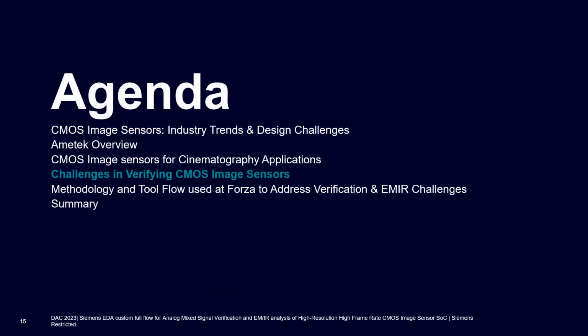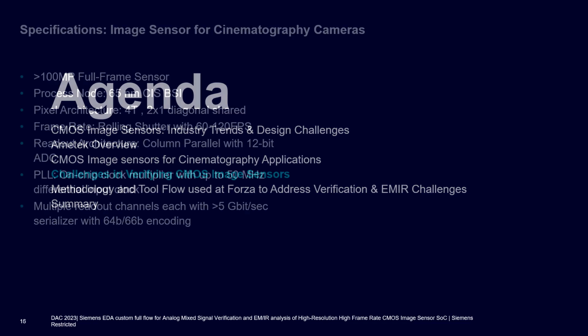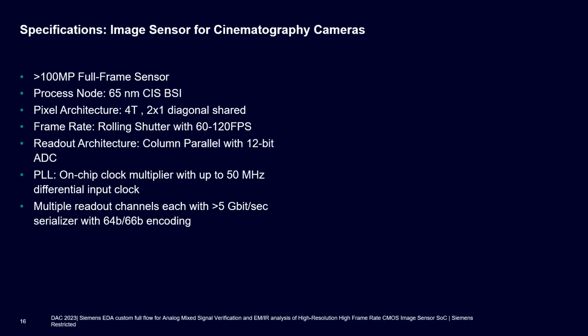Next, let's look at the challenges in doing verification on CMOS image sensors. This slide illustrates a typical specification for a cinematography image sensor. We are looking at a more than 100 megapixel full frame sensor with a 60 to 120 frames per second frame rate.